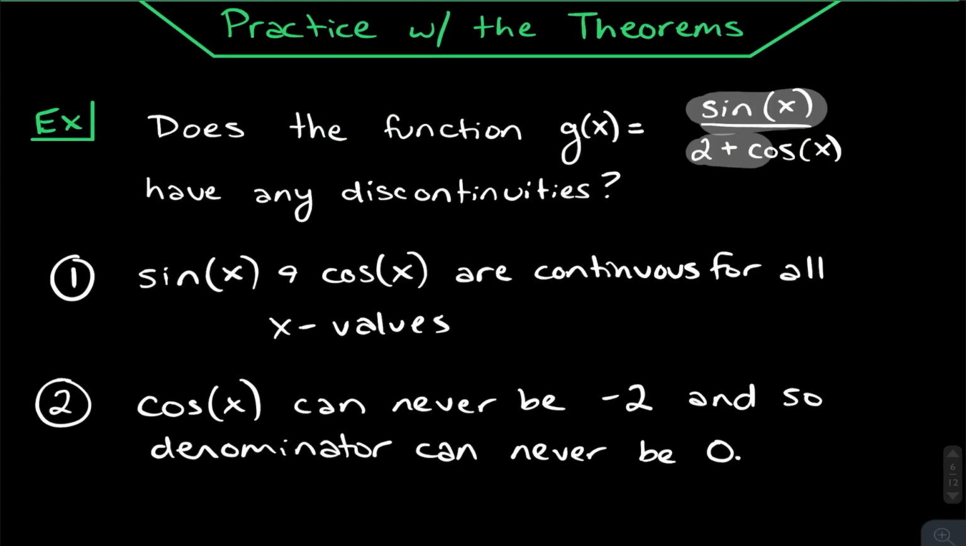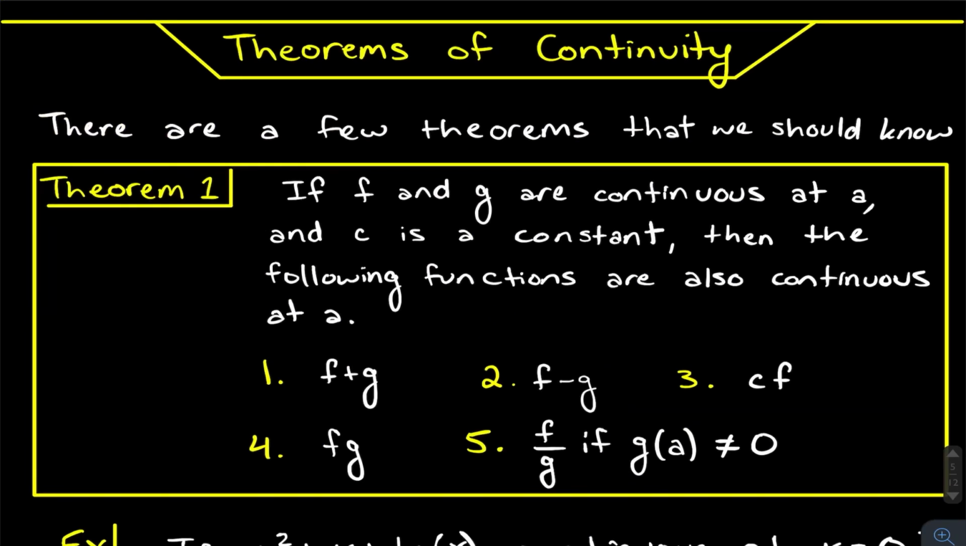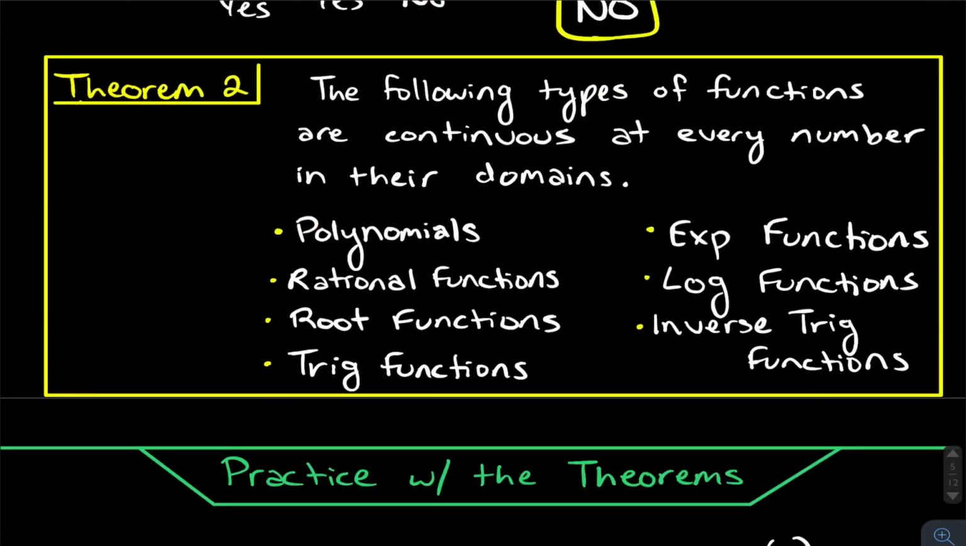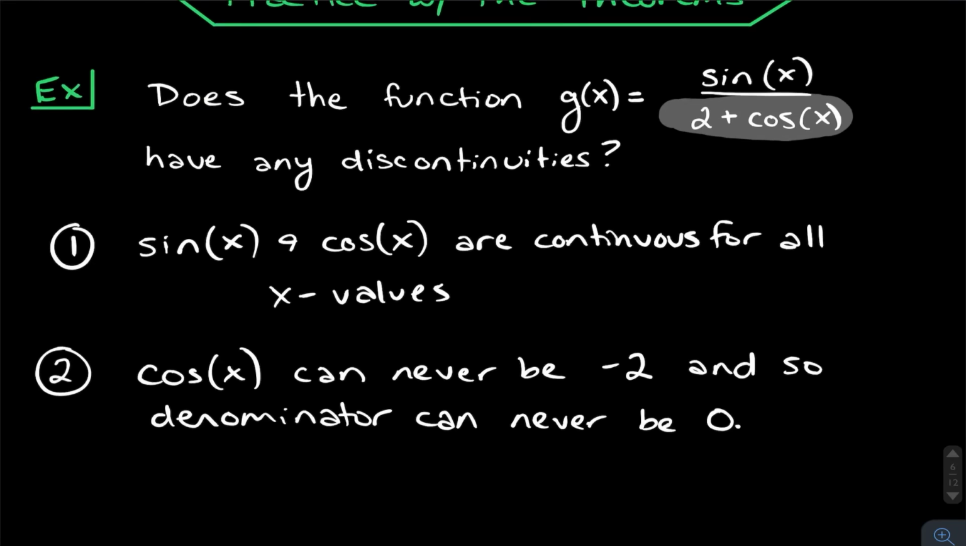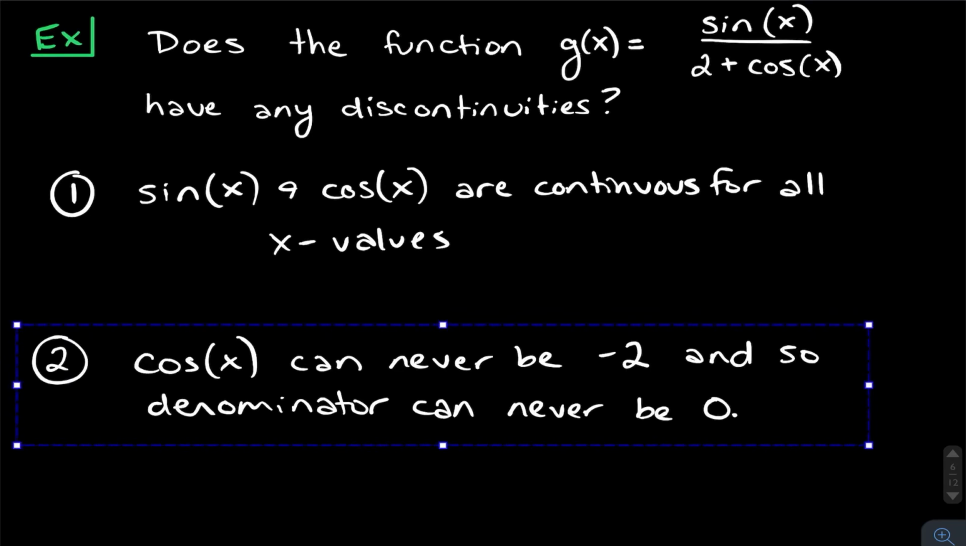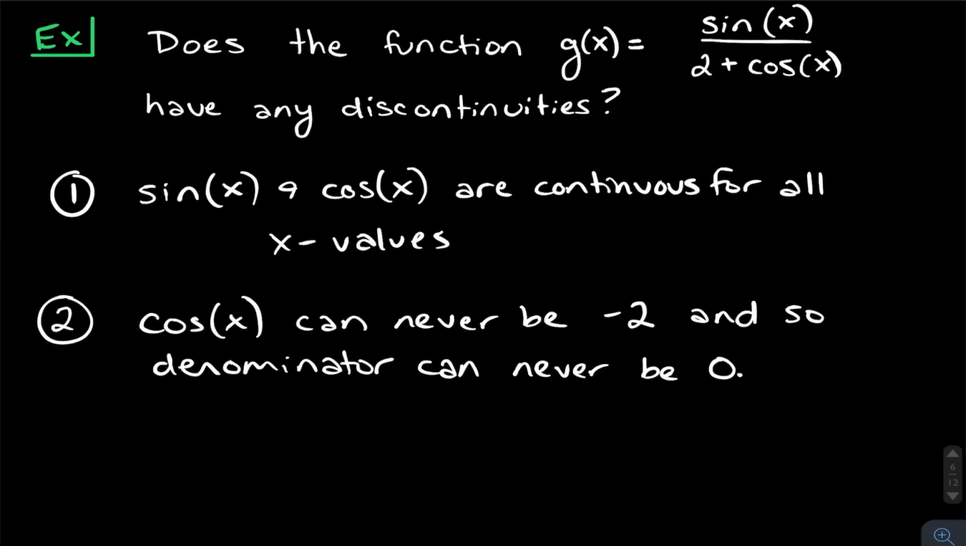Now we can combine them all like this, in this gross manner, because of theorem 1, because of how they can be combined. It's a combination of 1 and 5 here. We just need each piece to be continuous everywhere. Sine of x is continuous everywhere, cosine of x is continuous everywhere, and our denominator is never going to be 0. And so we can say, thus, there are no discontinuities.